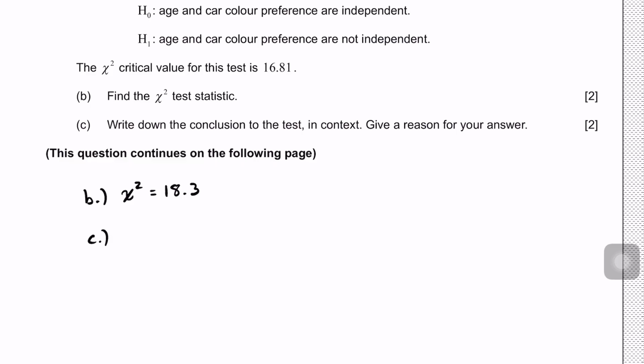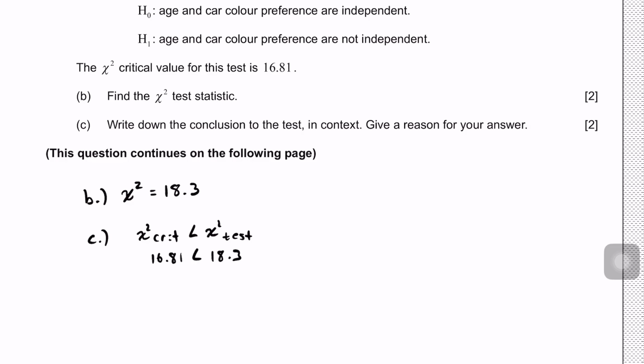Write down the conclusion of the test in context. Give a reason for your answer. Okay. So comparing our chi-squared critical value to the chi-squared test statistic that we found. So let's write this out. Chi-squared crit is less than our chi-squared test value that we found. So what does that mean? That means that, well, 16.81 is less than 18.3.